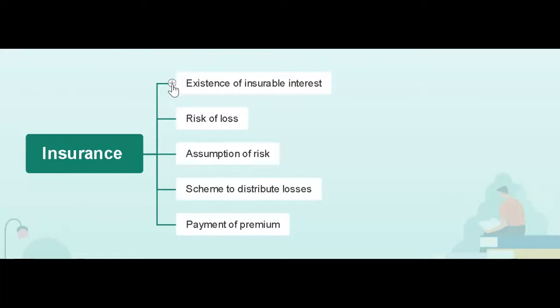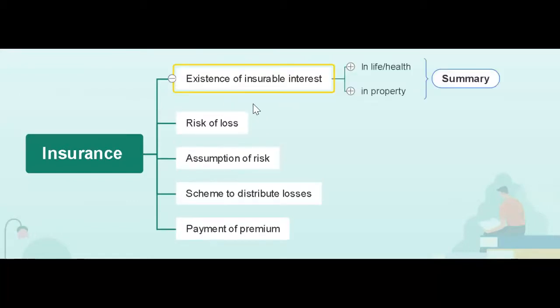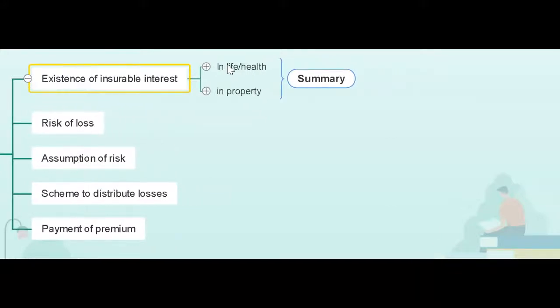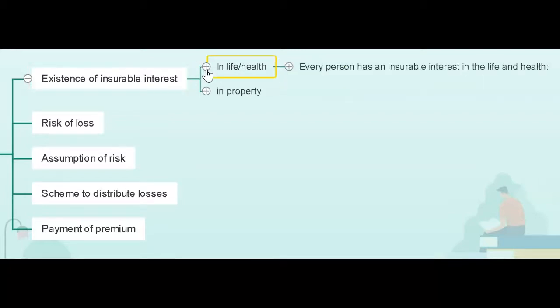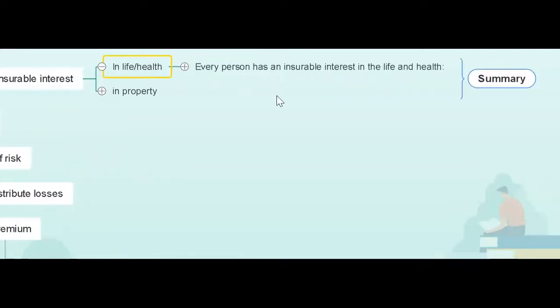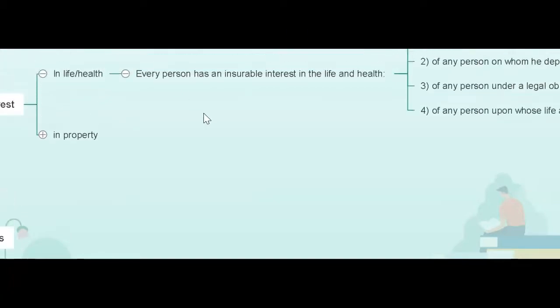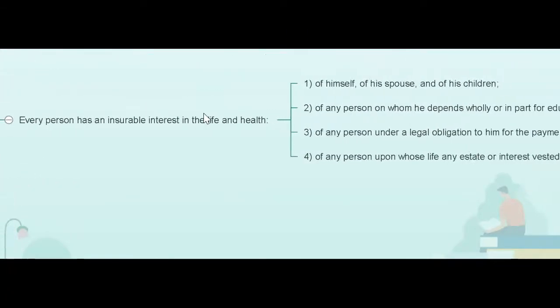In the existence of insurable interest, we have here portion in life or health or in property. Let's go first to life or health. Every person has an insurable interest in the life and death of whom? First, of himself, of his spouse, and of his children.